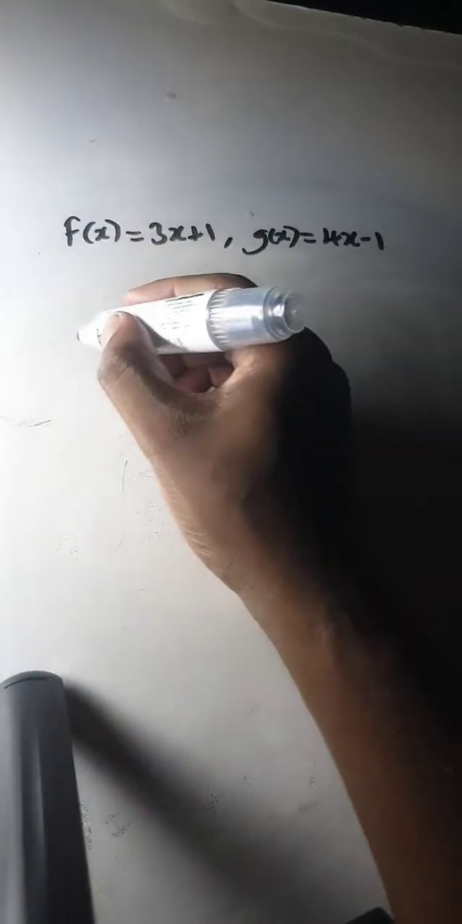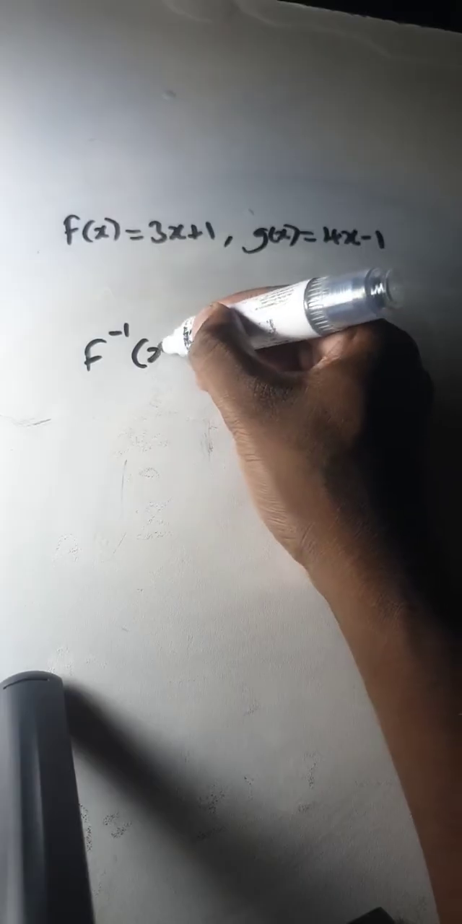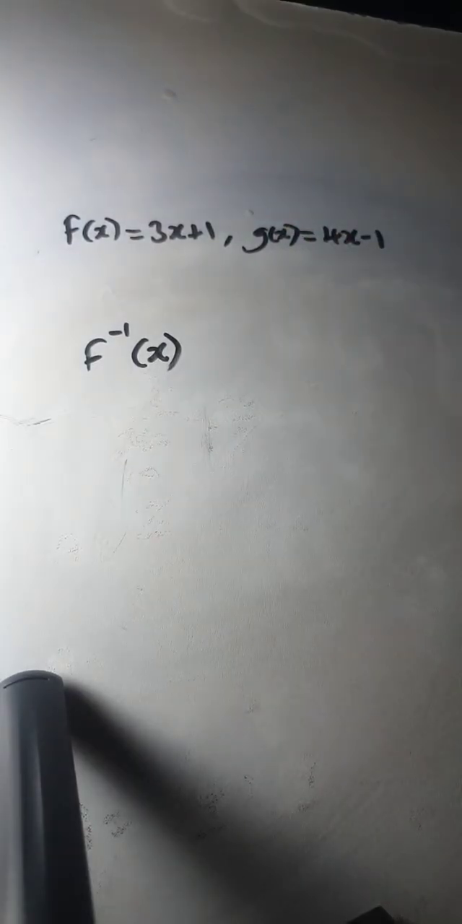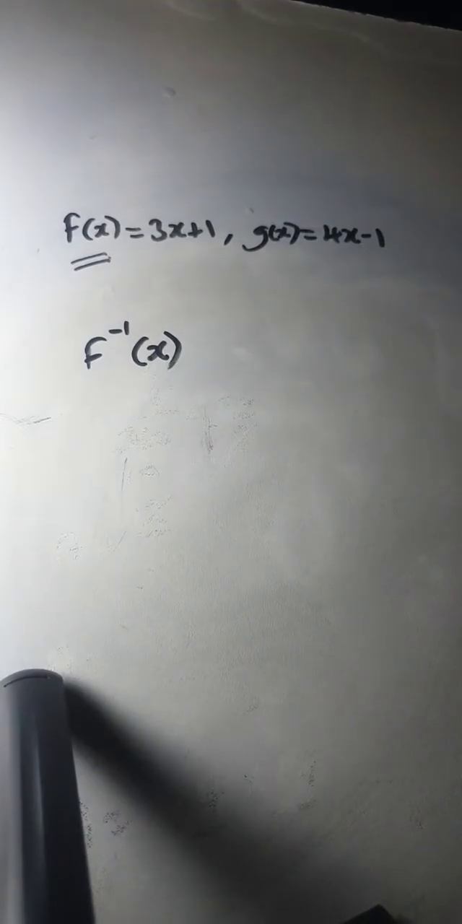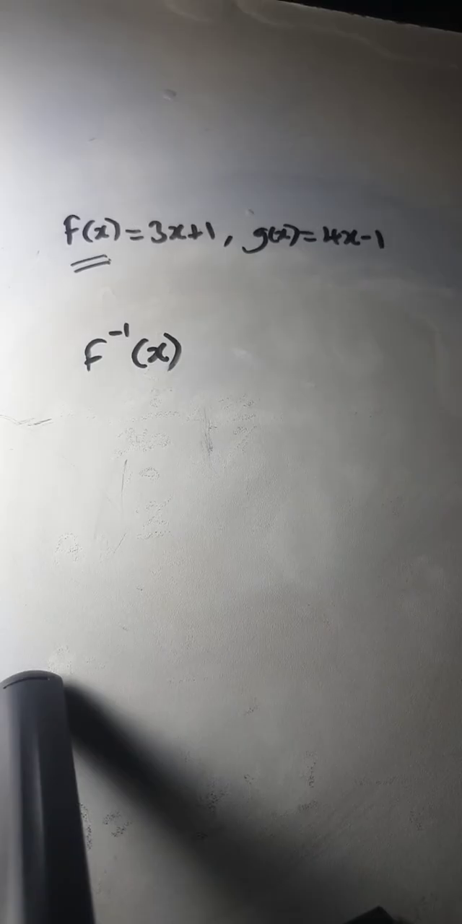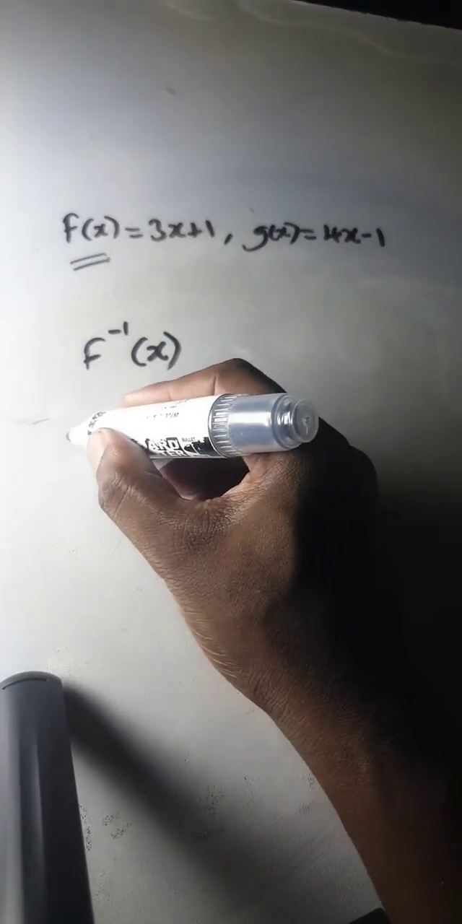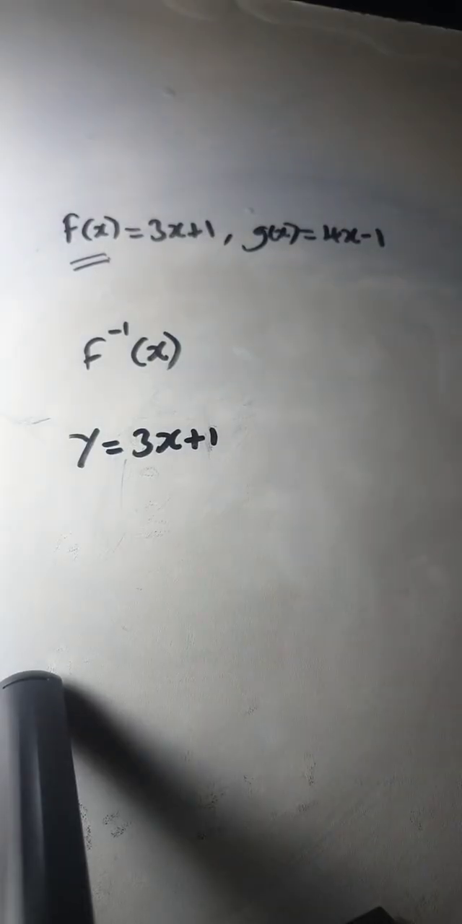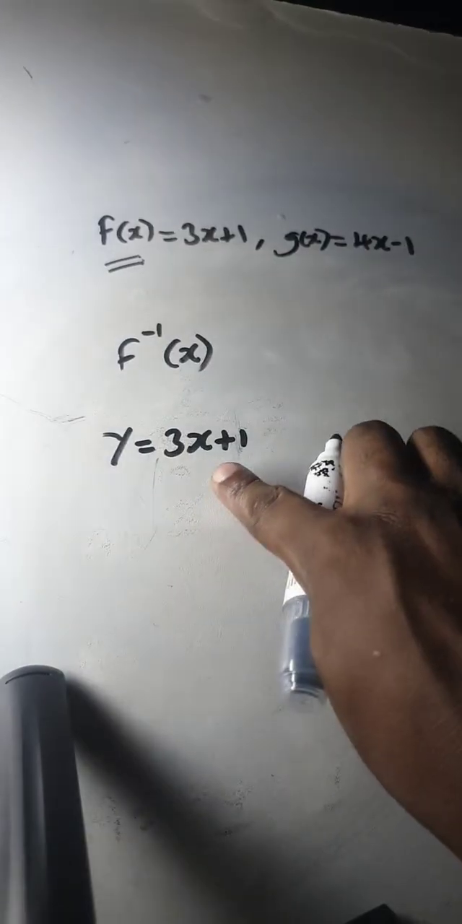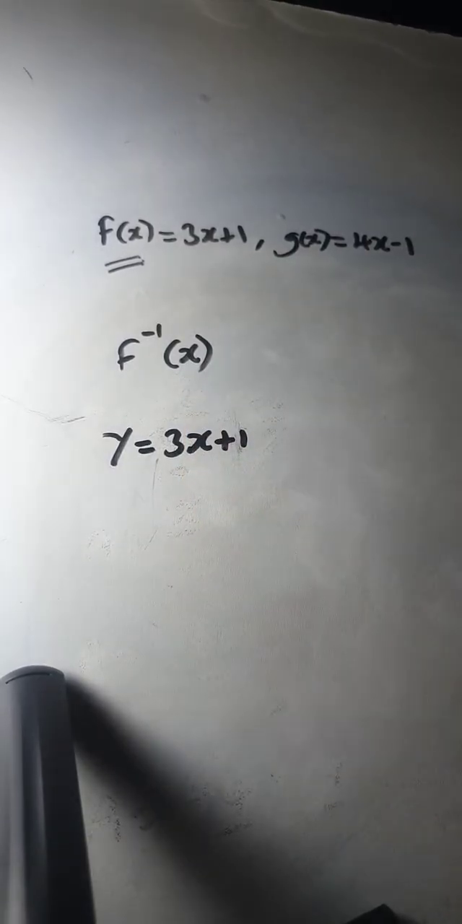When you're finding the inverse of a function, in this case the inverse of f of x, what we do is, where there is f of x from the original function, we introduce a y. So that now we have y is equal to 3x plus 1. The moment we make it like this, we now need to make x stand alone. We make x the subject of the formula.